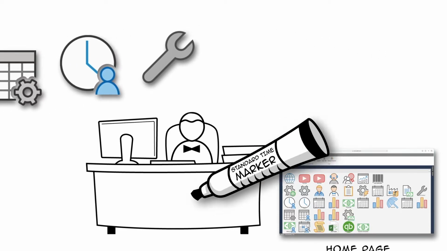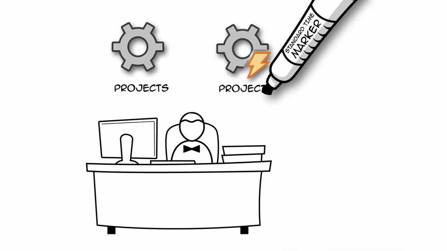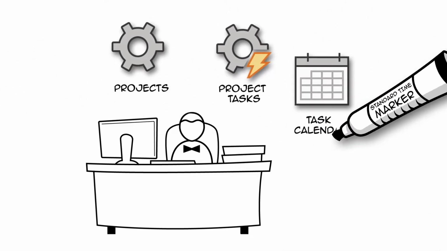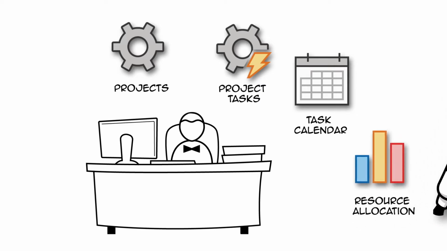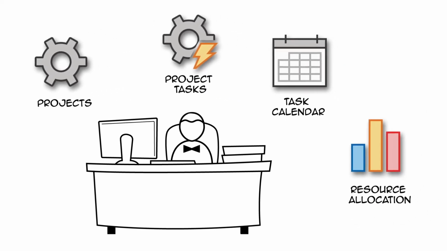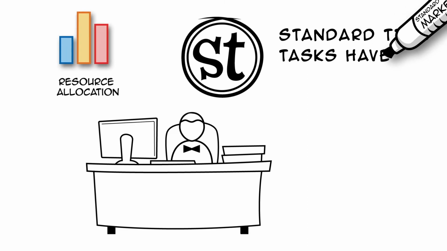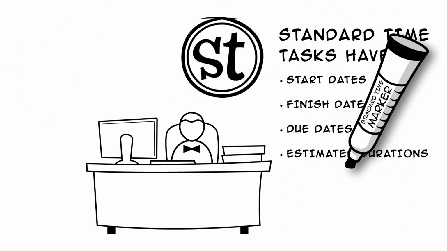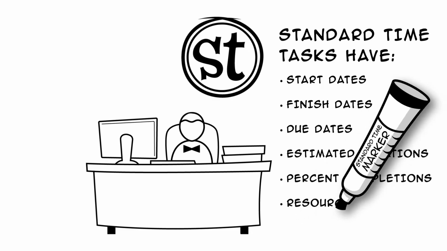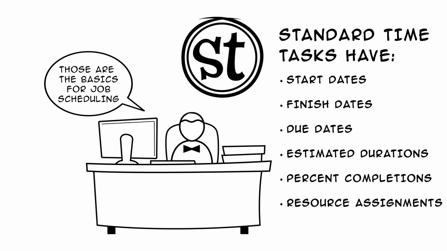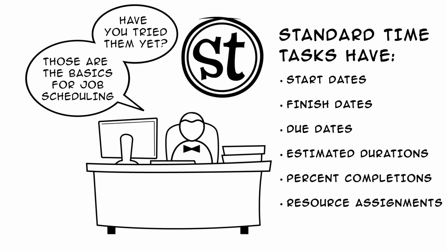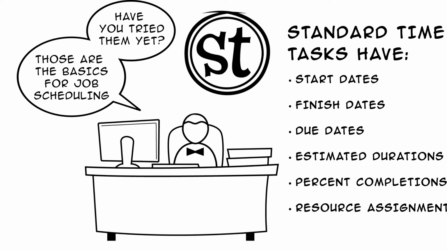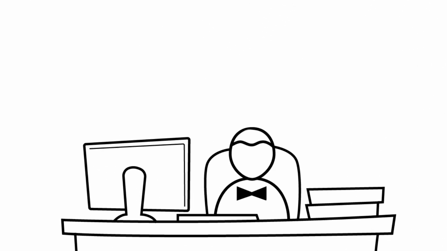Here's a starting point: projects, project tasks, task calendar, resource allocation. You probably have already discovered that Standard Time tasks have start dates, finish dates, due dates, estimated durations, percent completions, and resource assignments. Those are the basics for job scheduling. Have you tried them yet? Simply entering starting dates and estimates can get you started.